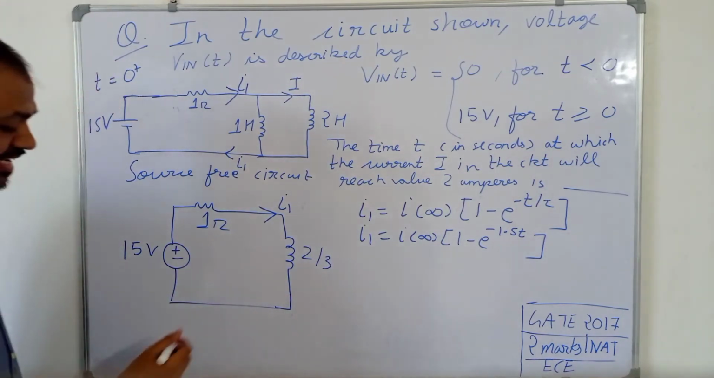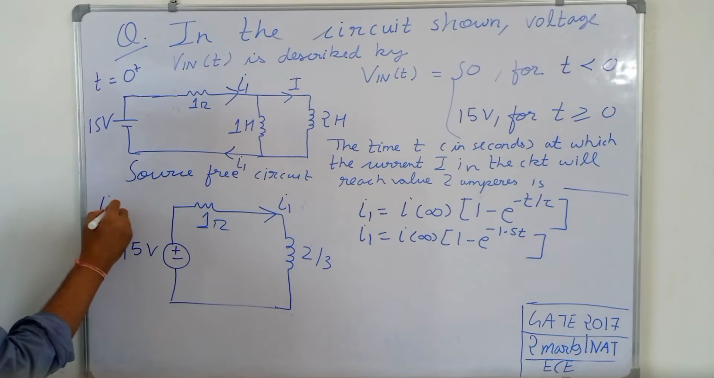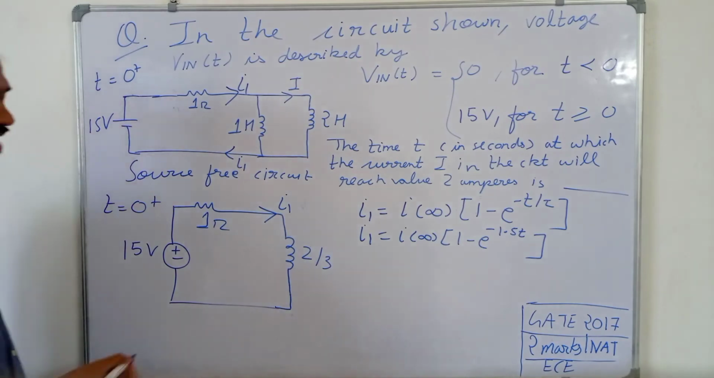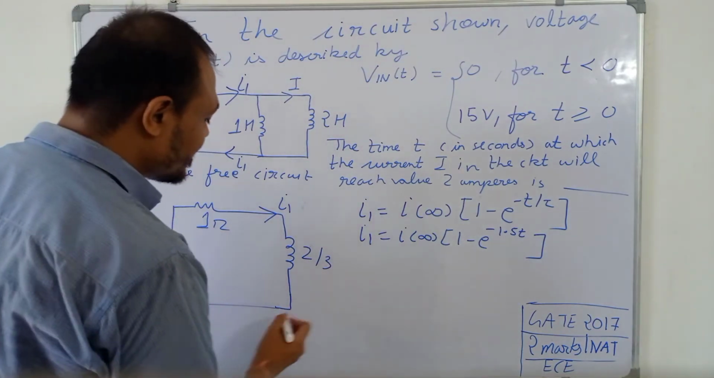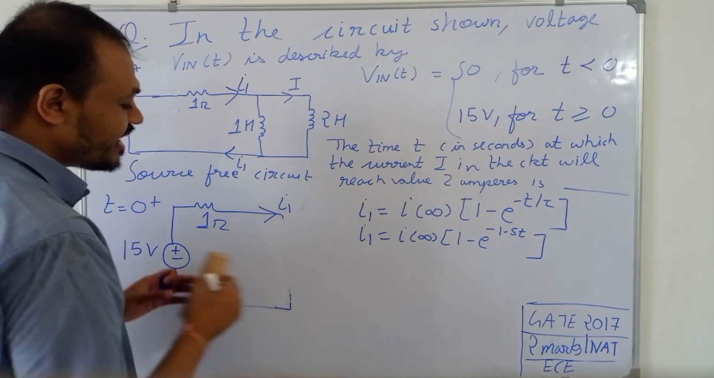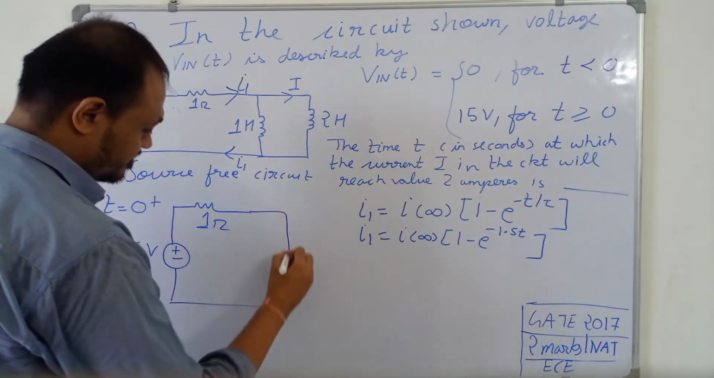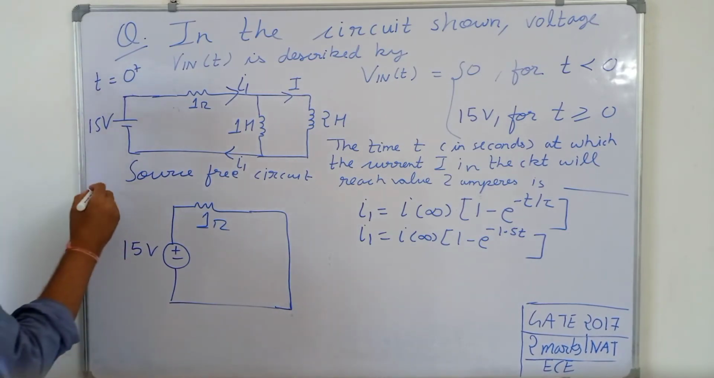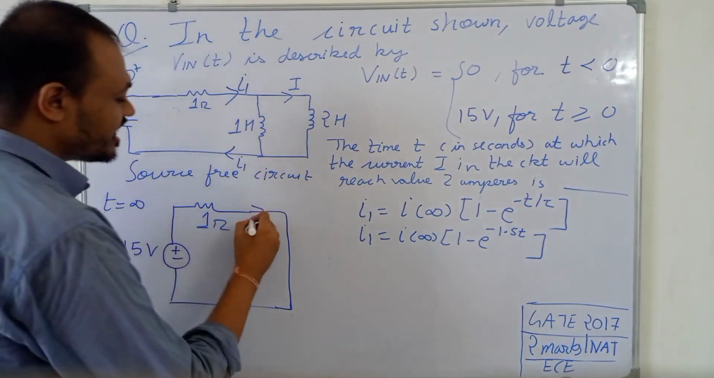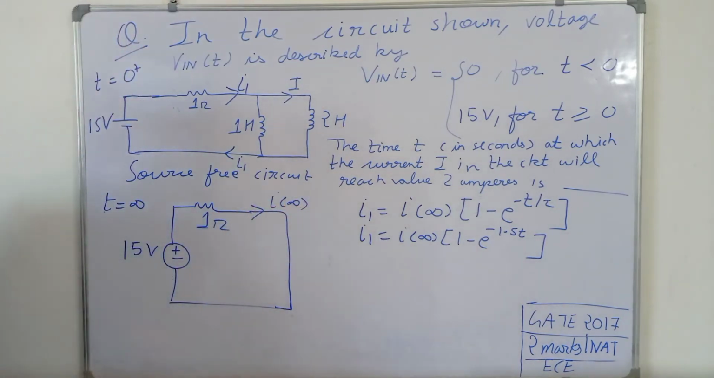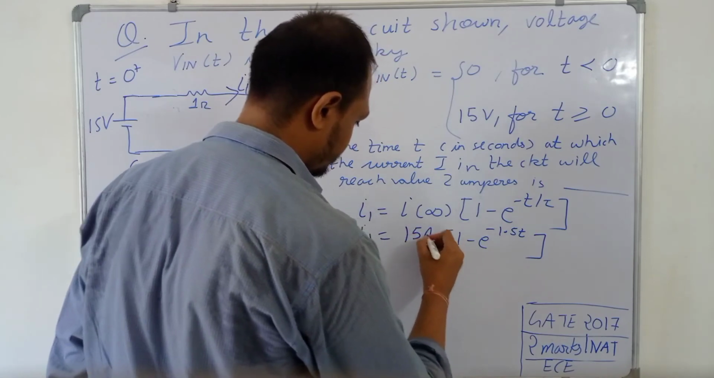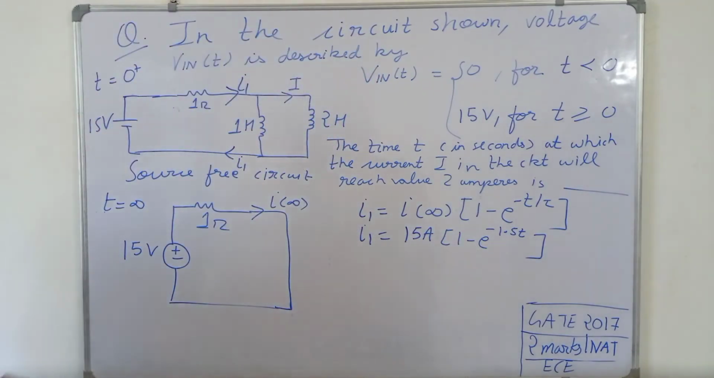So in steady state, if we have to draw the figure, the earlier figure was at t equal to 0 plus. Now if we draw the figure at t equal to infinite, this inductor will be replaced by a short circuit. So now this is the figure at t equal to infinite, and this current will be I infinite. So I infinite will be equal to 15 volt divided by 1 ohm, so 15 ampere.